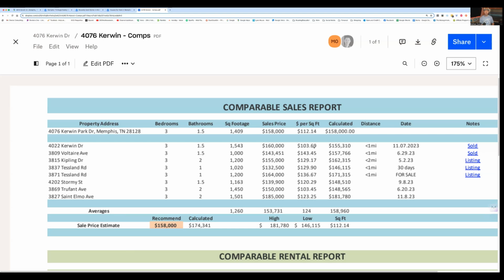So I use $35 a square foot in this general matrix because that's what I see a lot of the appraisers in this particular market using when they are making their adjustments. So I was able to adjust down to 155,000.